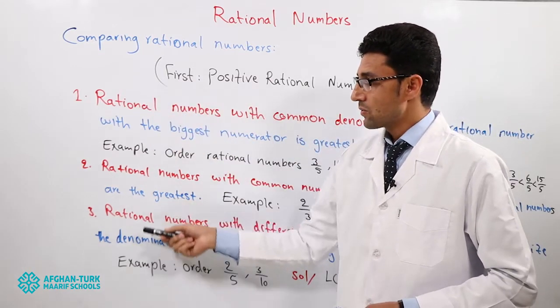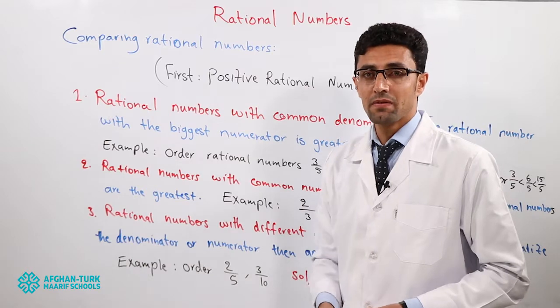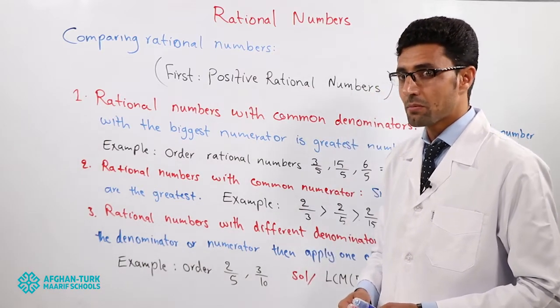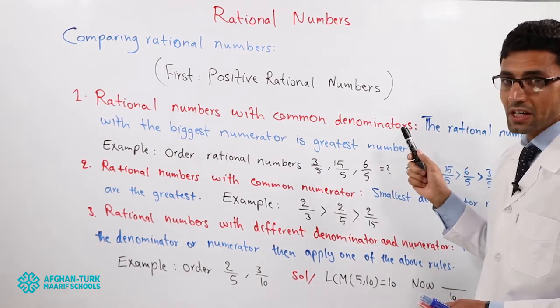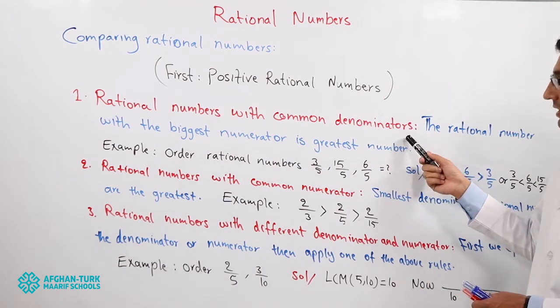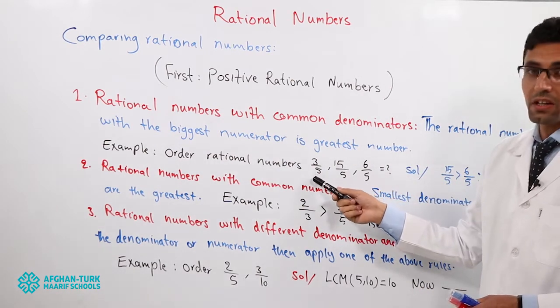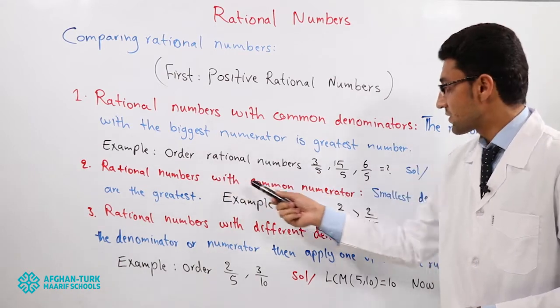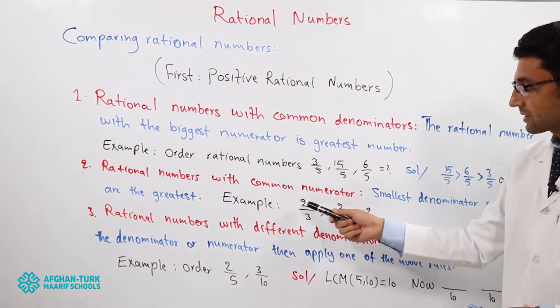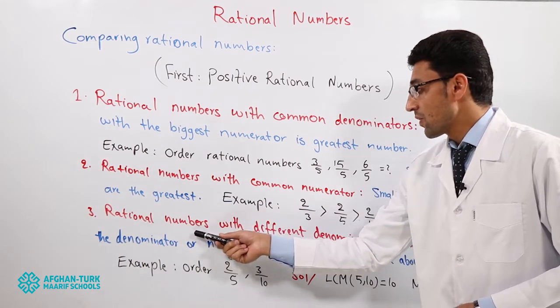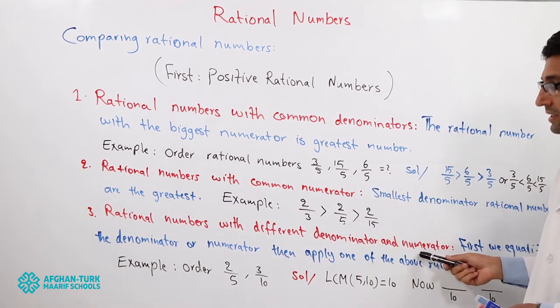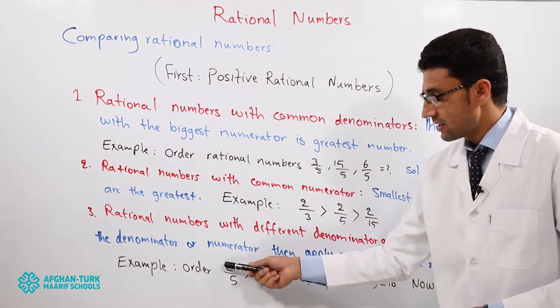Okay, in this we studied 3 types of positive rational numbers. Rational numbers with common denominator, it means the denominators are equal. Rational numbers with common numerator, it means numerators are equal. Rational numbers with different denominator and numerator, it means they are different.